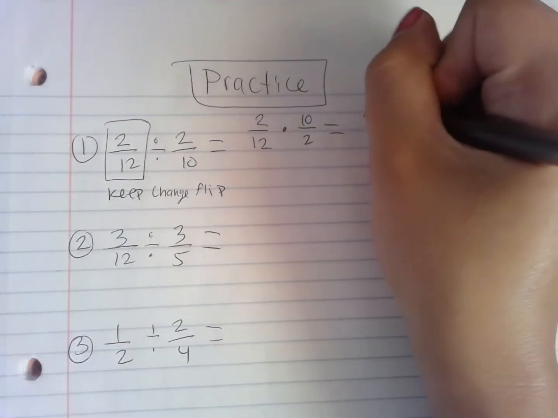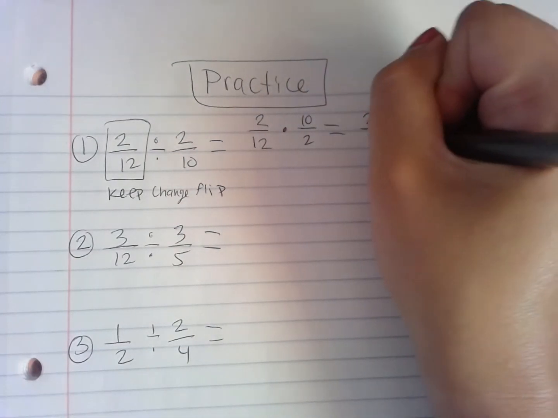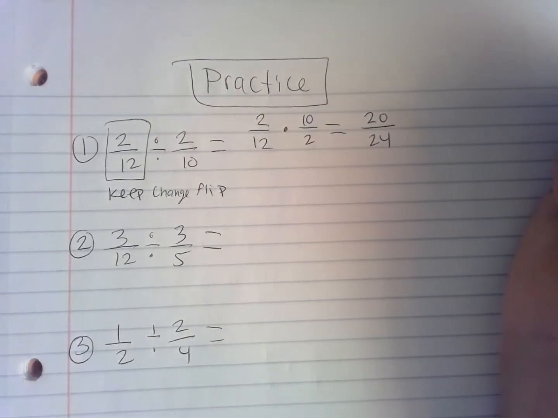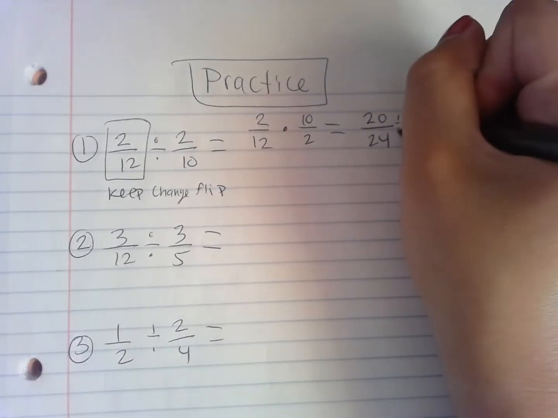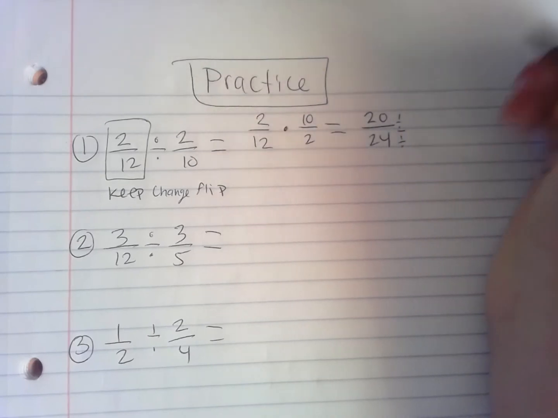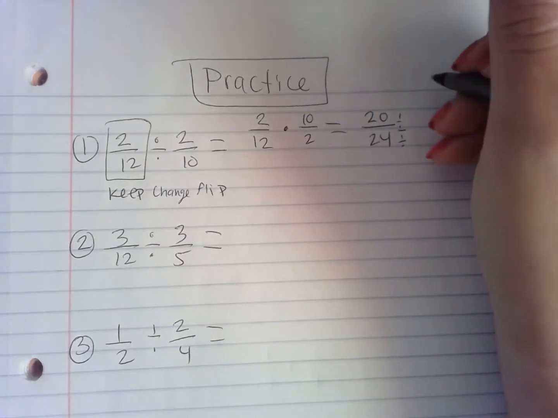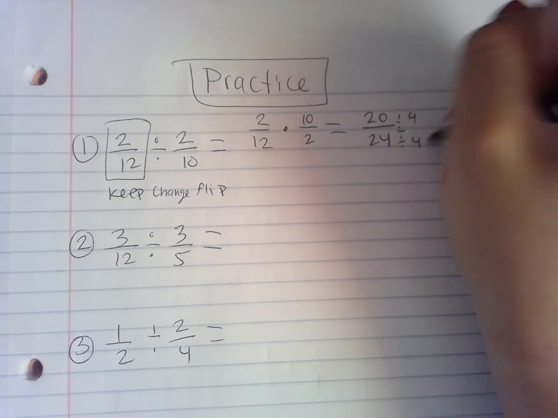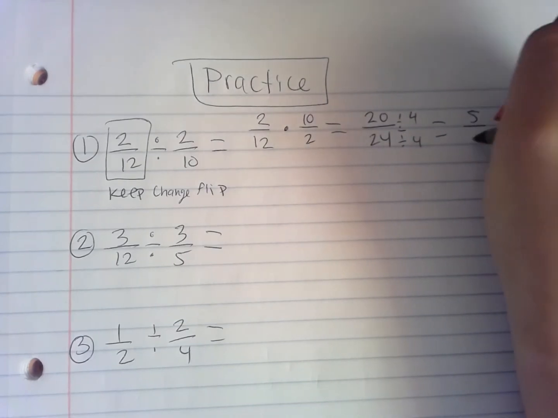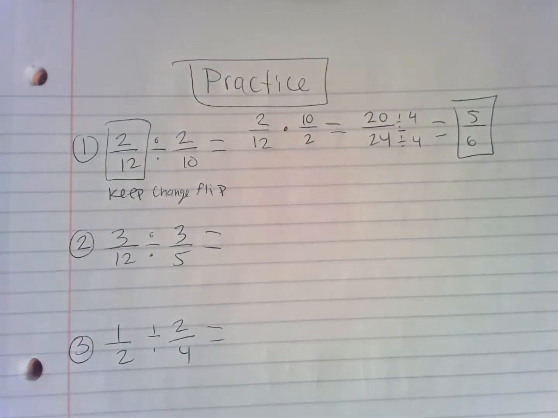Multiply across, 20/24, and just simplify if you need to. So in this case, I know they're both even numbers, so I can use 4. So I have 5/6. 5 is a prime, so I don't need to do anything else.